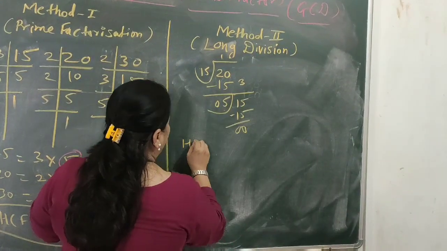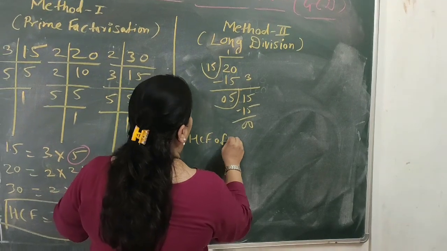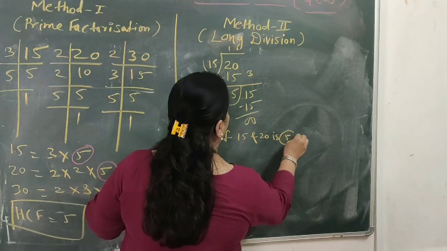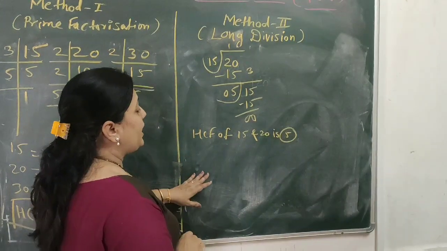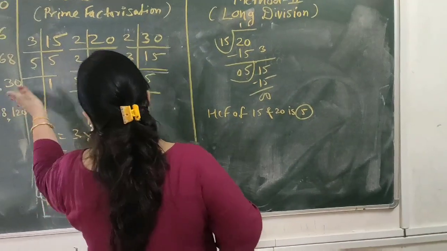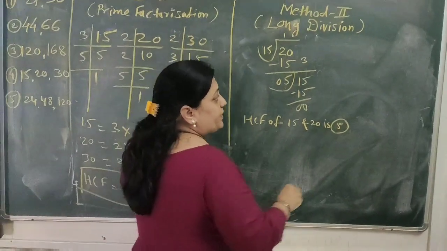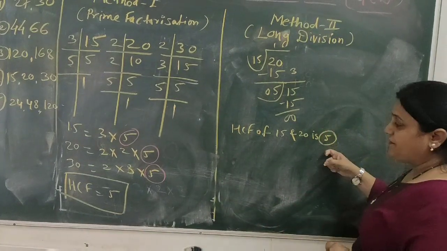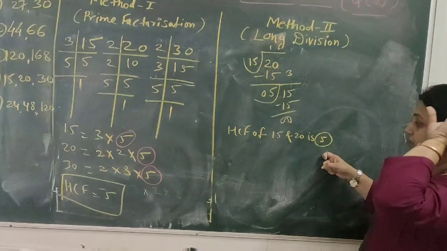So what is our SCF here? SCF of 15 and 20 is 5. Okay. Now we have to take this 5 and the remaining number. What is the remaining number? 30. So in 5 and 30, this SCF is 5 and our remaining number is 30.